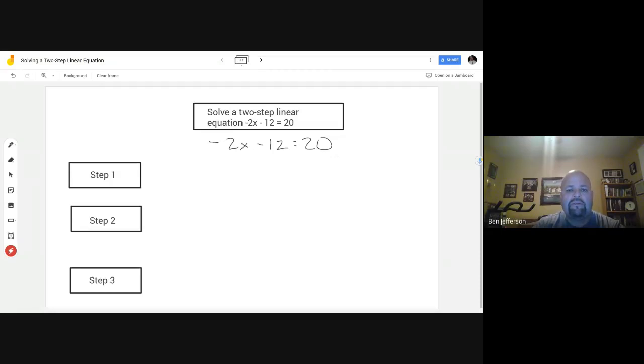Okay, I'm going to show you how to solve a two-step linear equation. So we have negative 2x minus 12 equals 20. The first thing I want to do, just before I even start solving it, is determine what the variable is. In this case, it's the x.